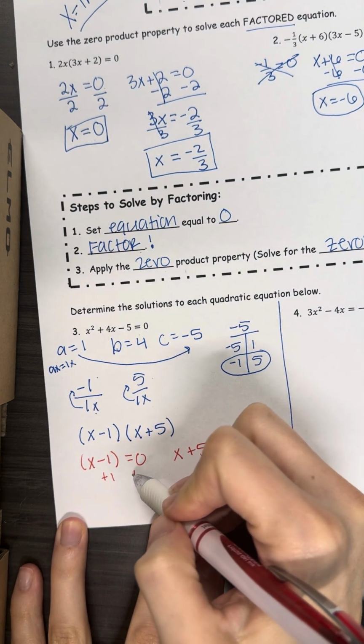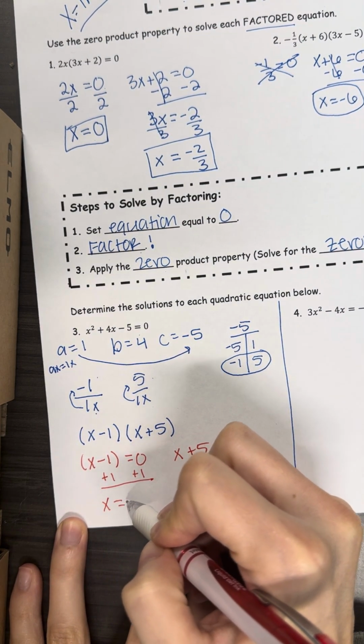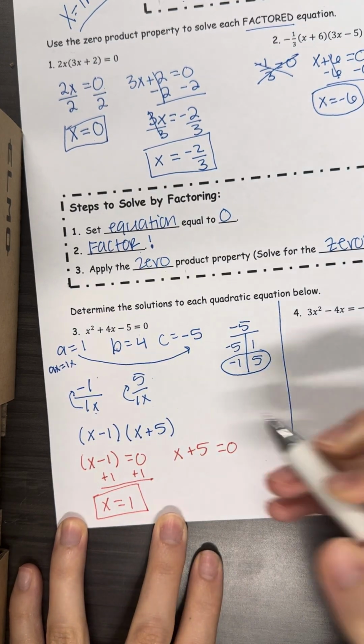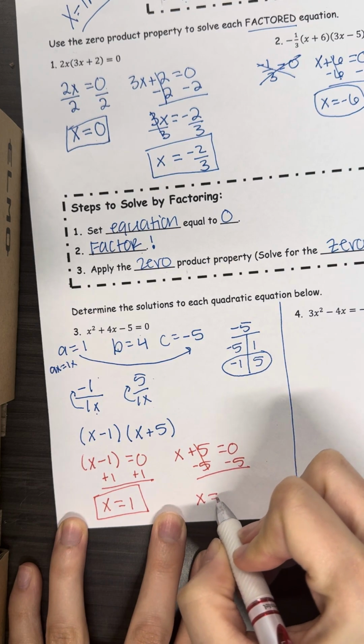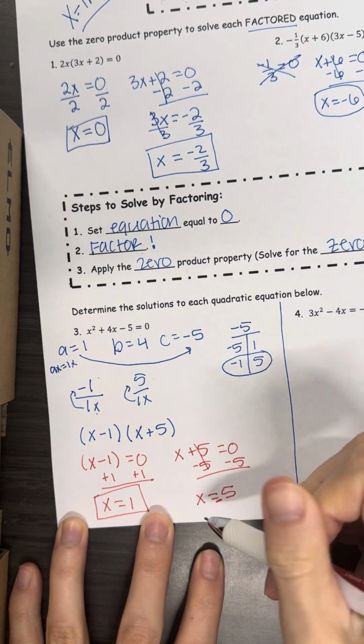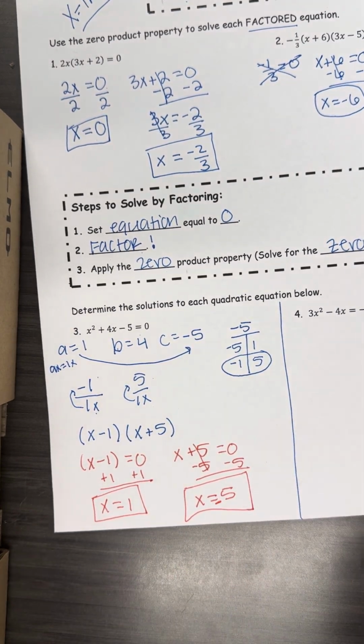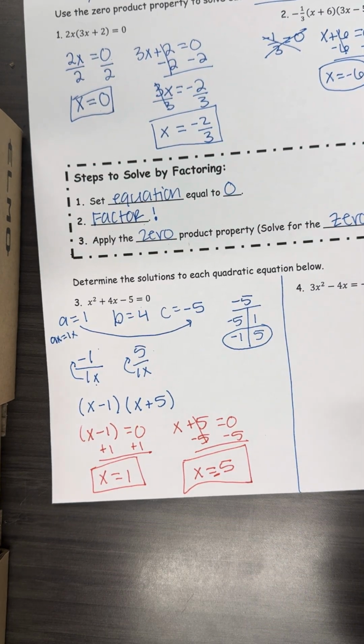For this one, we're going to add 1 to both sides, so x equals 1. For this one, we're going to subtract 5 from both sides, so x equals negative 5. Almost forgot my negative there. Got to be careful.